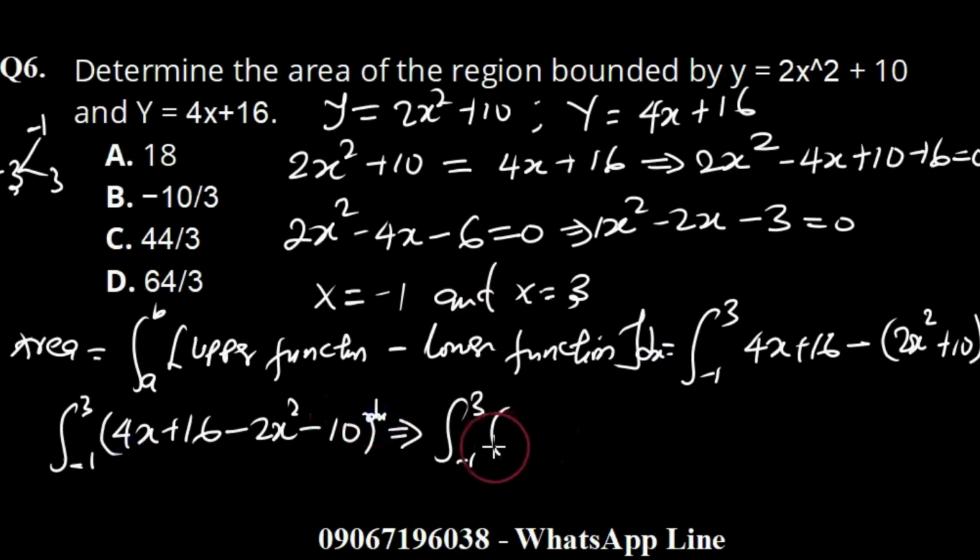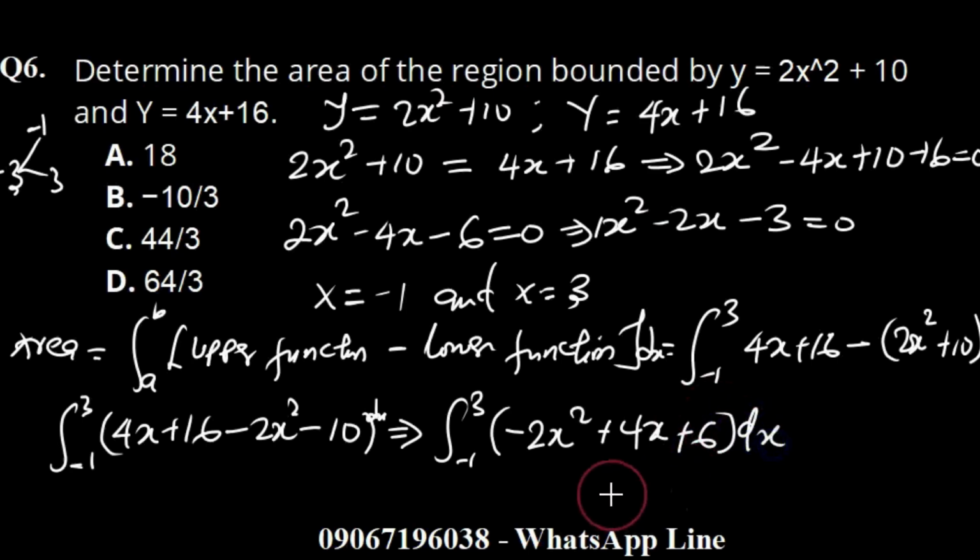Now, this is going to become minus 2x squared. We're writing them in order of a quadratic equation, rearranging them properly. This gives us minus 2x squared, the next value is plus 4x, and 16 minus 10 gives us plus 6, all dx. So now we're going to integrate this equation with respect to x to find the definite integral from here. So okay, now let's move on.